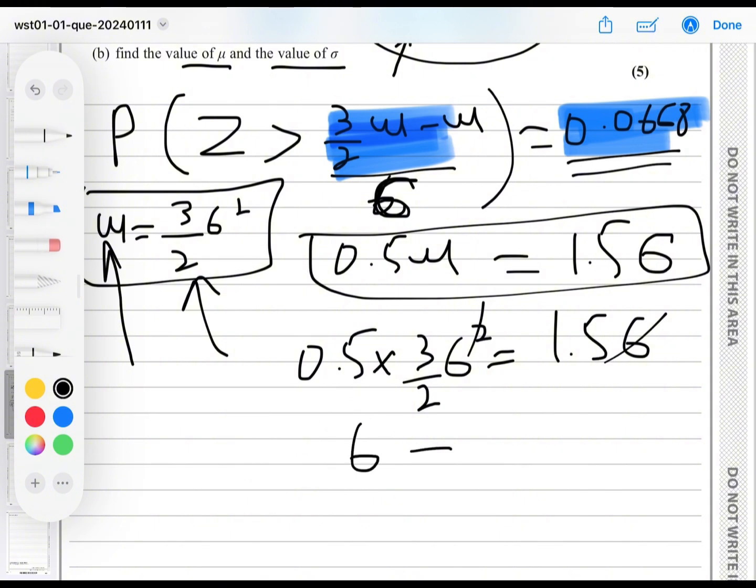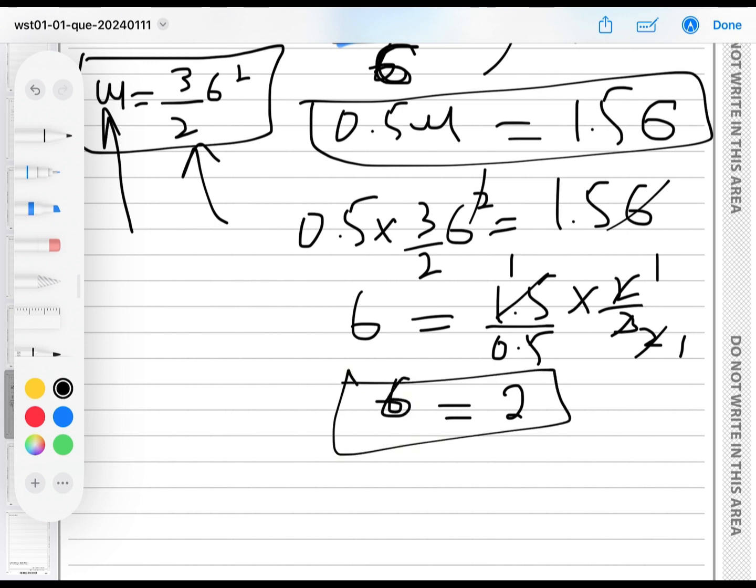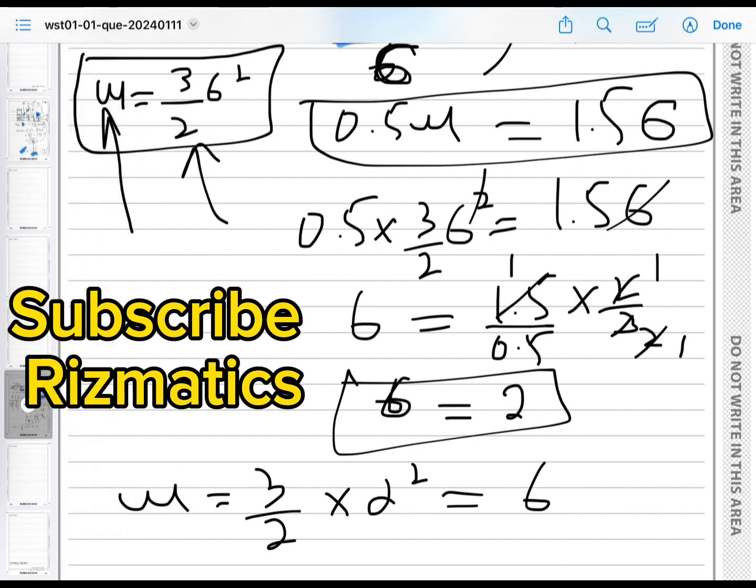So the standard deviation will be here, changing the sides, 1 upon 0.5. Now putting this in the calculator, 1 upon 0.5 is 2. So this is the answer for the standard deviation. Now finding the value for the mean, 2 squared, so this will be 6. 6 is the answer for the mean. I hope this question is clear. The paper is done. Thank you very much.